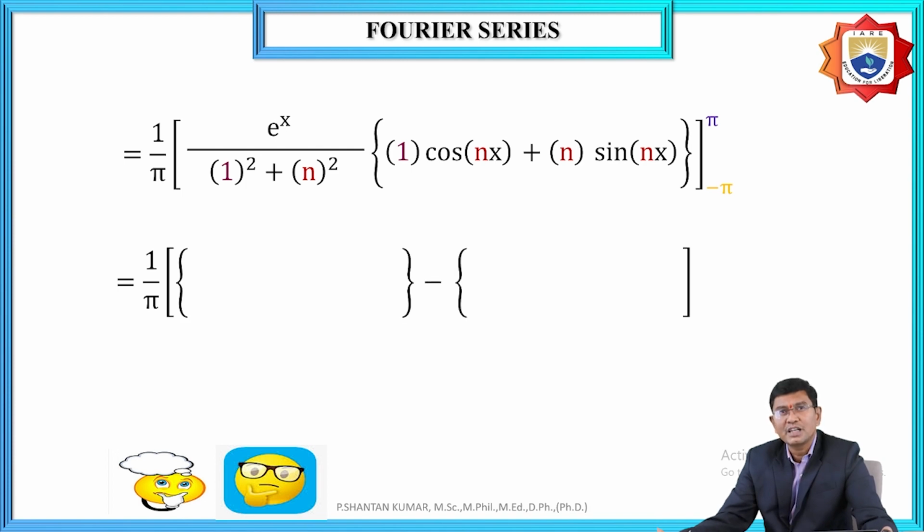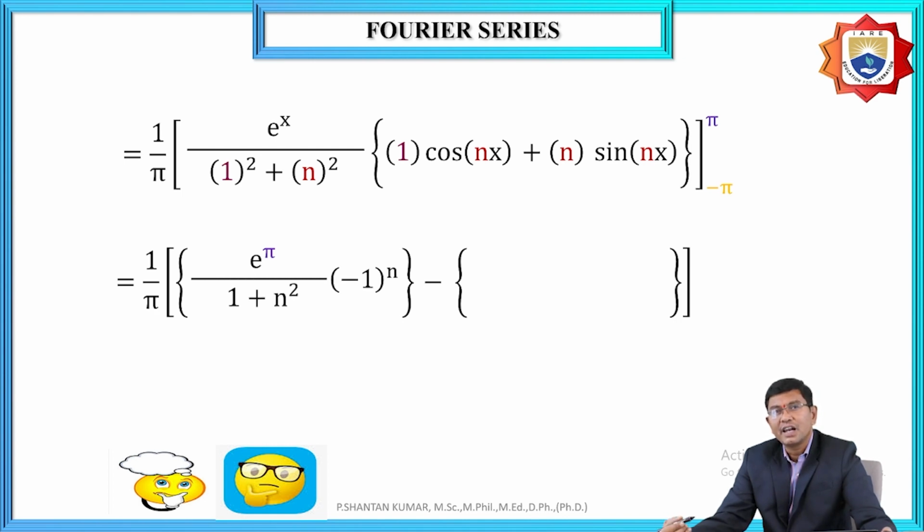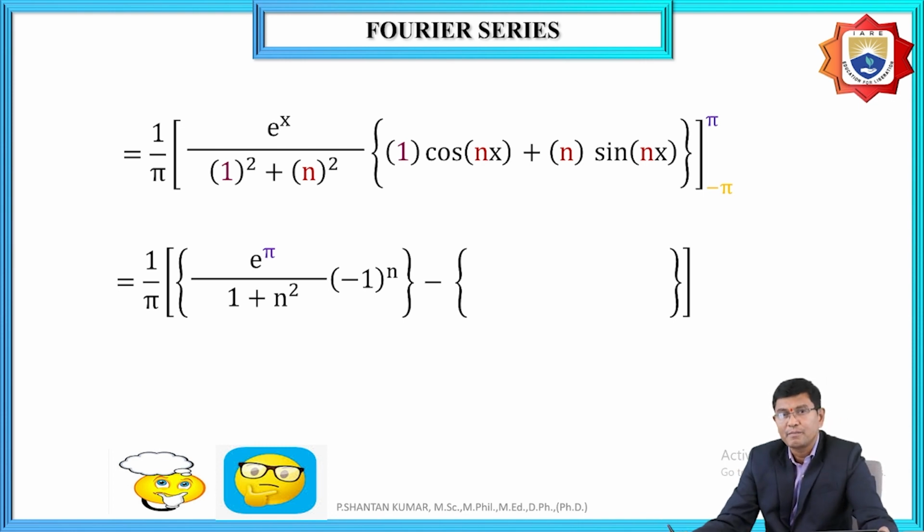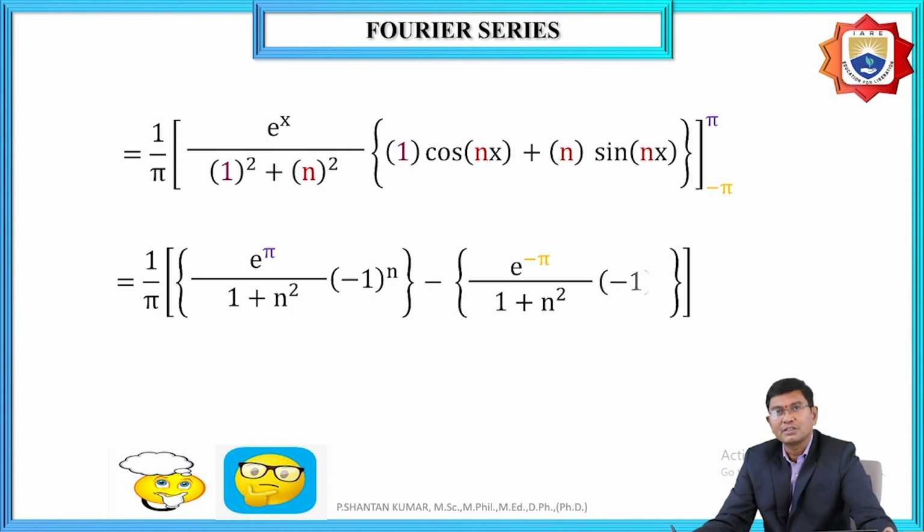The first, upper limit gives e power pi by 1 square plus n square into cos n pi. Already we know that cos n pi is minus 1 power n, and at the upper limit, sin n pi is 0. Similarly, for the lower limit, we get e power minus pi by 1 square plus n square, and again here also cos of minus n pi, that is cos n pi, which is again minus 1 power n.